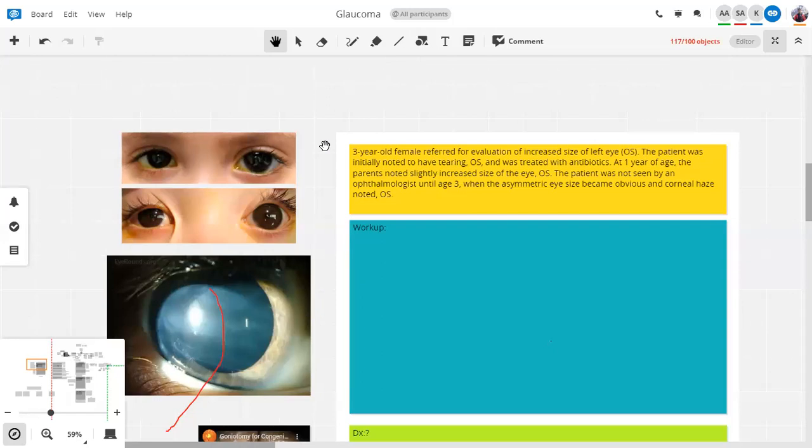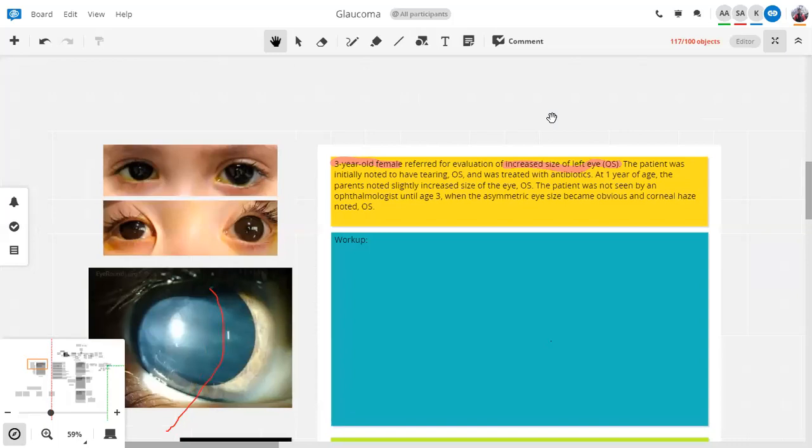Let's take another look at our patient. She's a 3-year-old female. All right. First thing important is the age, 3-year-old. Evaluation of increased size of left eye. Increased size of left eye. Okay. The patient was initially noted to have tearing.